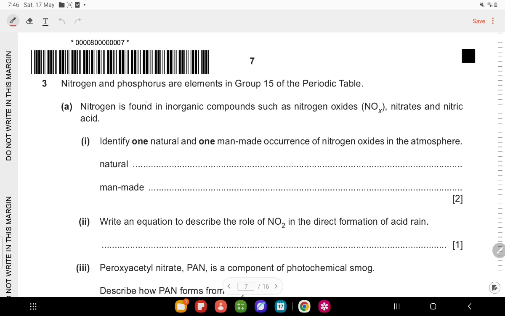Question number 3. Nitrogen and phosphorus are elements in group 15 of the periodic table. Nitrogen is found in inorganic compounds such as nitrogen oxides, NOx, nitrates, and nitric acid. Identify one natural and one man-made occurrence of nitrogen oxides in the atmosphere. Natural is lightning and thunderstorm.